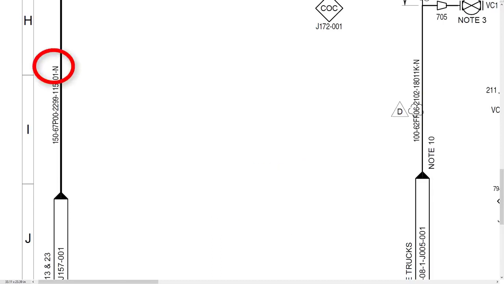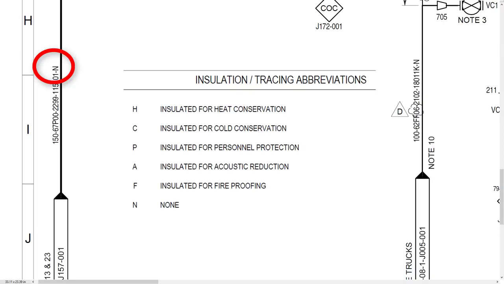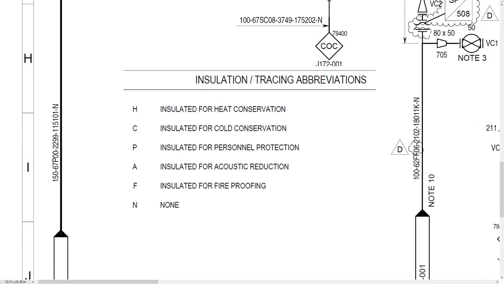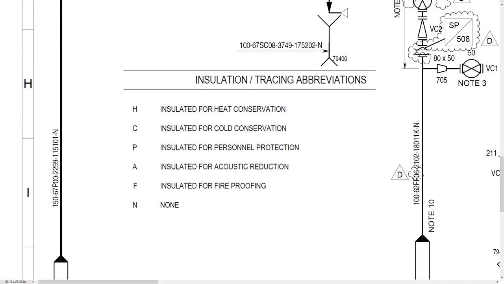Here N means there is no insulation. If there is H, then hot insulation, C is for cold insulation, A for acoustic reduction, P for personal protection, F for fireproofing. It also gives information about whether the line is steam trace or electrical trace. Normally, ET is used for electric tracing and ST is used for steam tracing.